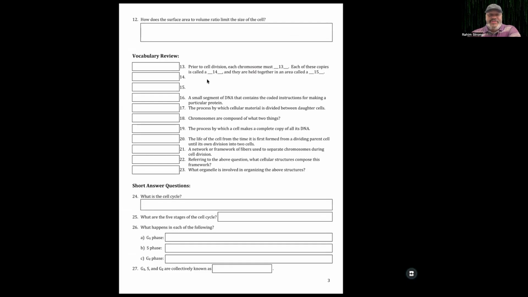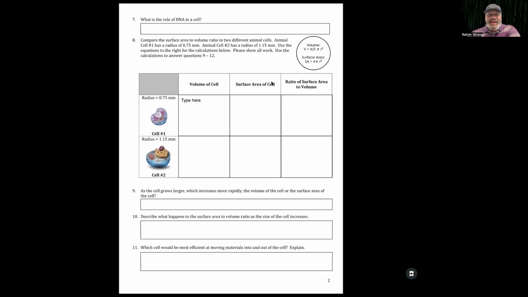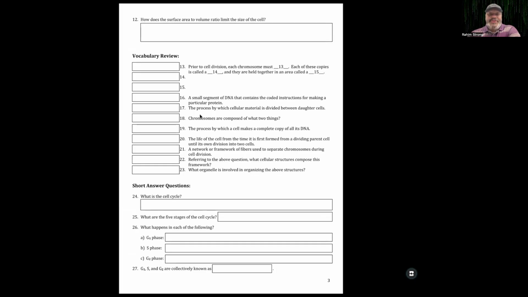Vocabulary review. All right. I am going to fix this because it looks like it's messed up here. But you're going to put the correct word in here for these. Oh, I'm looking at a different version here. Okay. Yeah, there's a 14 and a 15. Your version won't look like this. It should be correct.